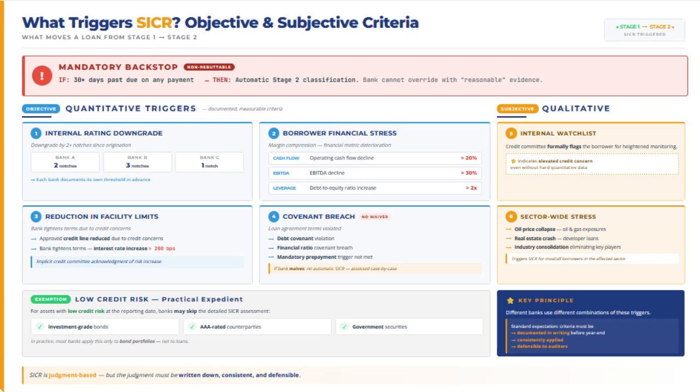The exemption is given to low credit risk assets, which may skip the SICR review. Investment grade bonds like AAA rated counterparties or government securities. In practice, most banks apply this only to bond portfolios and not loans. So SICR is judgment based, but the judgment must be written down, consistent and defensible to auditors. Different banks use different thresholds, and what matters is that you document and apply them consistently.